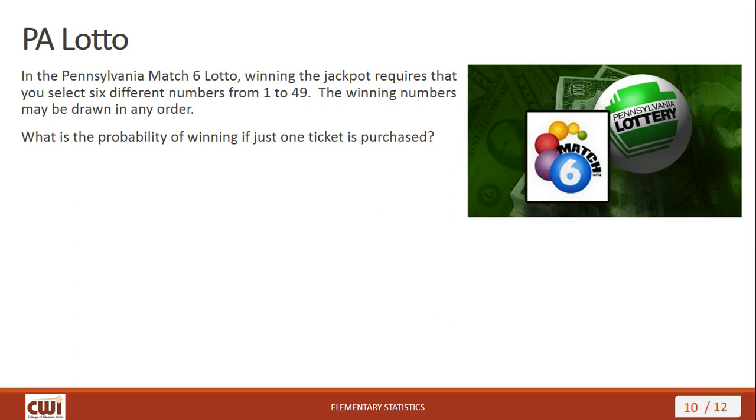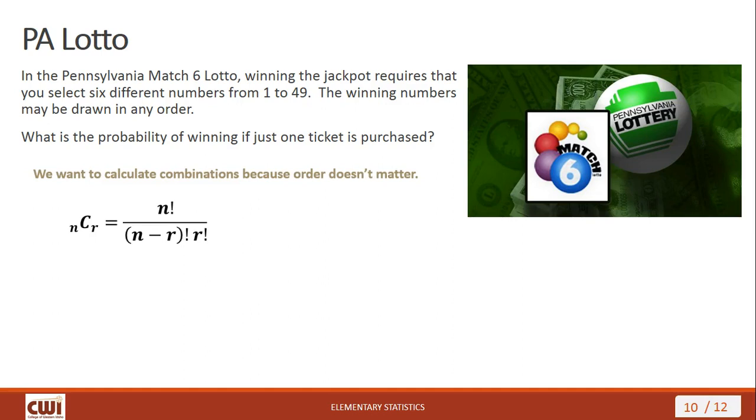First, we have to get our sample space. We know the order doesn't matter, so we're going to use combinations to do it. Here's our formula for combinations. We're going to plug in for the n and the r. The n is the total number that we can choose from. So there are 49 different numbers we can choose from. And the r is how many we take at a time, which is 6. So the combination of 49 items taken 6 at a time will give us 49 factorial on top, and 43 factorial times 6 factorial on the bottom. The 43 comes from n minus r, which is 49 minus 6.